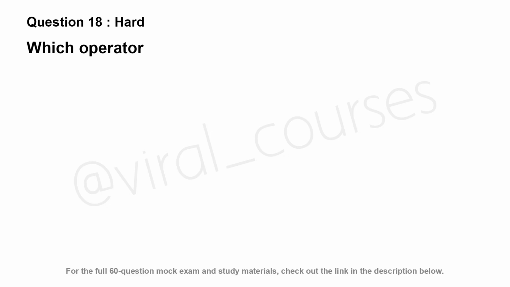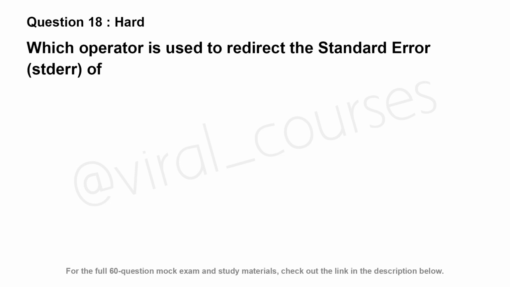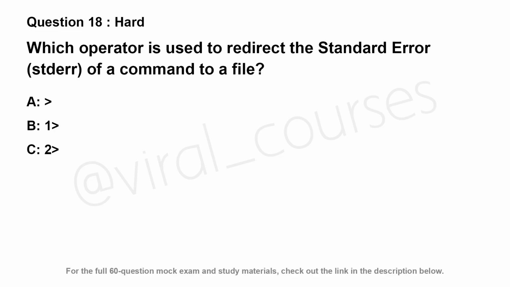Which operator is used to redirect the standard error, stderr, of a command to a file? Option A, >. Option B, 1>. Option C, 2>. Option D, &>.